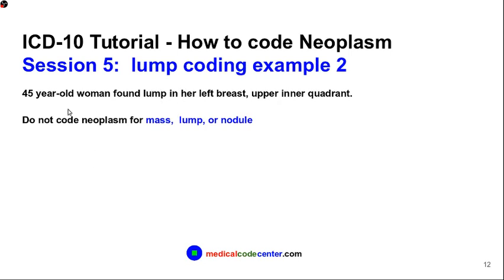The next coding example is a 45-year-old woman who found a lump in her left breast, upper inner quadrant. In this case, just remember that we don't code neoplasm for mass, lump, or nodule. So we have to use the ICD-10-CM index to code the nodule. So let's go. You can pause the video and see whether you can find a code for this coding example.